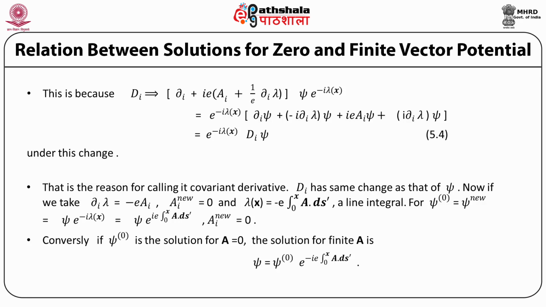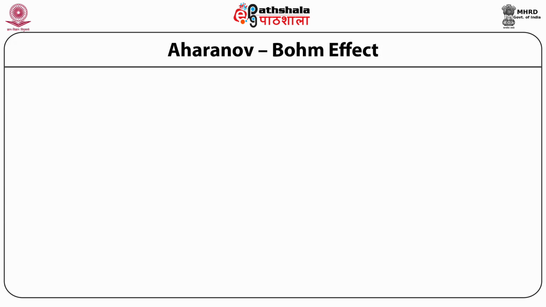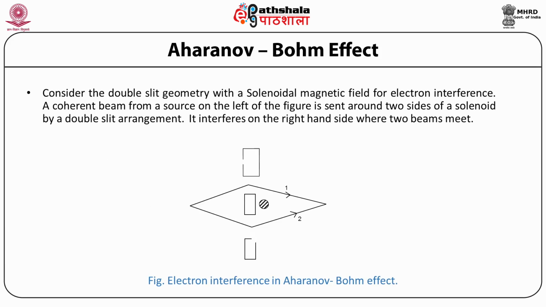We next go on to discuss what is called the Aharonov-Bohm effect. Consider the double slit geometry with a solenoidal magnetic field for electron interference. If you look at the figure, a coherent beam from a source on the left of the figure is sent around two sides of a solenoid by a double slit arrangement. The solenoid is in between the two slits. It interferes on the right hand side where the two beams meet.